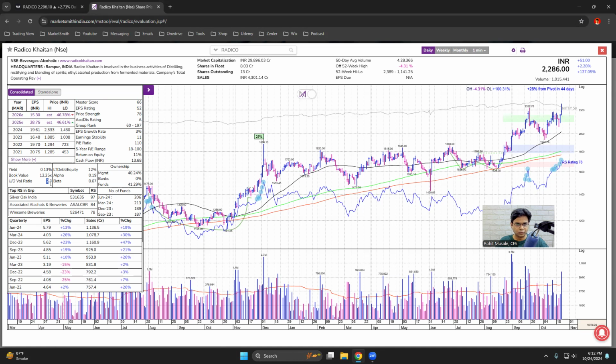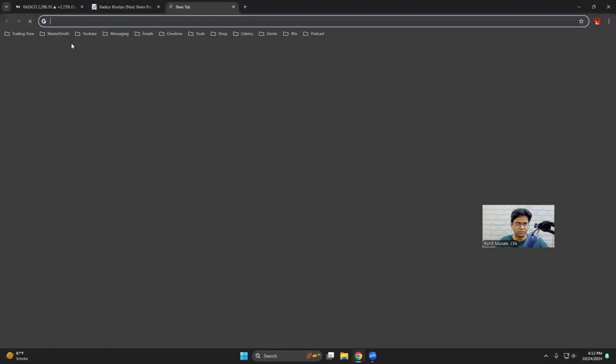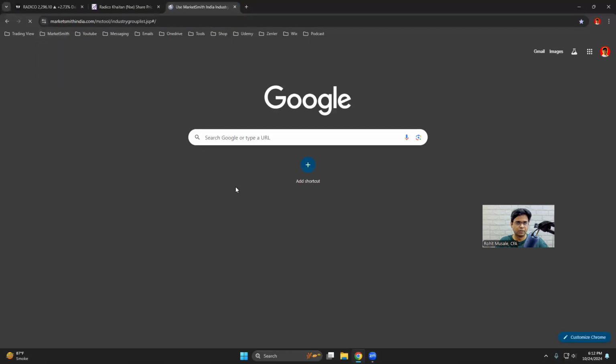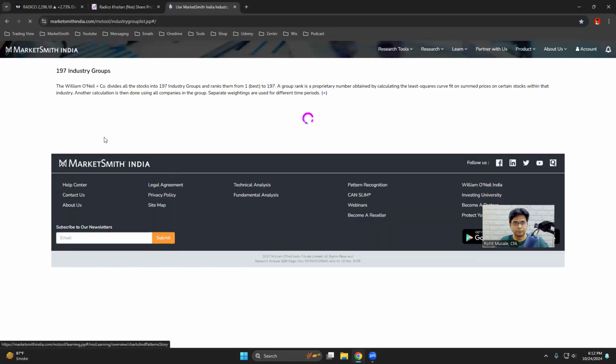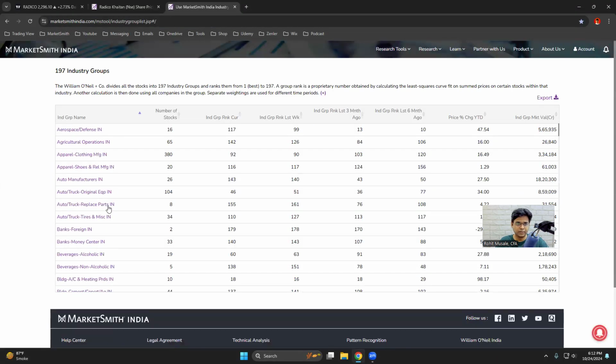Up down volume ratio is 2.6, which is great. Master score is above 60, which is fantastic. EPS rating not great. Price strength is not great. Group rank is 60, which is not great. Institutional demand is there. Now, if you see group rank, you see 60 here. This company belongs to alcoholic beverages. So let's go to alcoholic beverages and see what is happening to the industry.